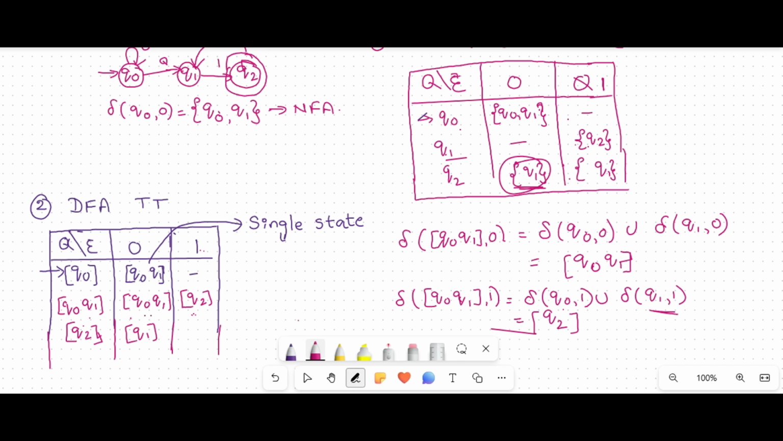Q1. Next Q2 with 1, Q1 is there. Here also Q1. Now observe this Q1, is it present on the left hand side? No. That's why we consider this as a new state. So here it is Q1.